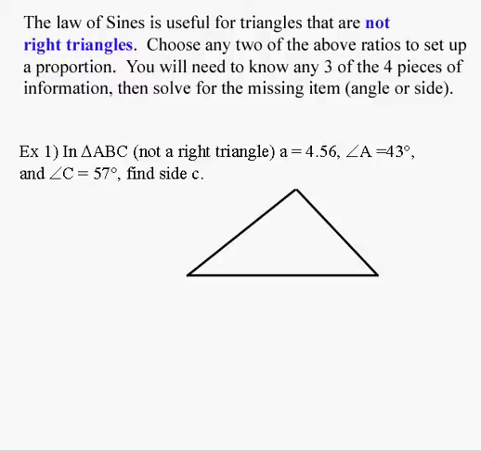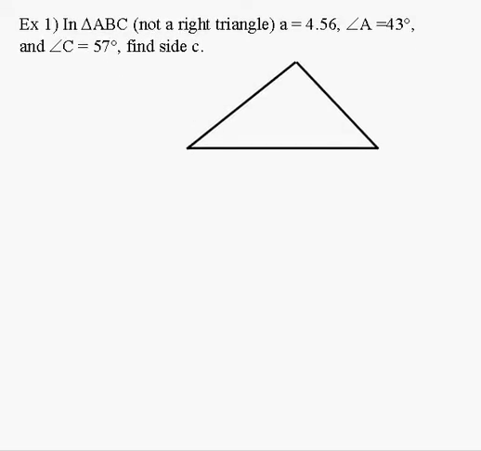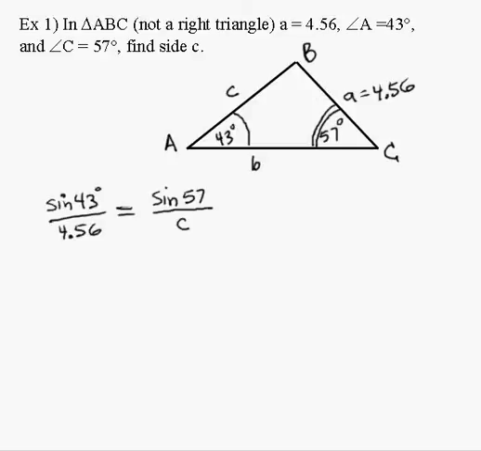So let's look at our first problem. We have a triangle ABC. We know it's not a right triangle if we fill in all the information that we have about it. Side A is 4.56, and remember that's opposite angle A, which they're telling us is 43 degrees. They want us to find side C, and side C is opposite angle C, which is 57 degrees. We don't know side B, we don't know angle B.